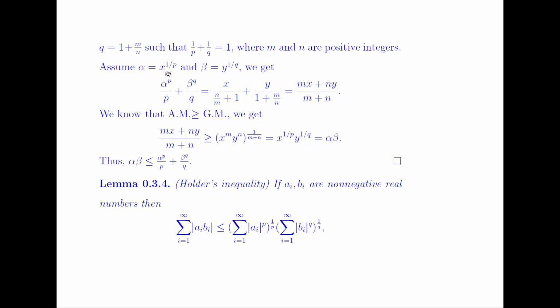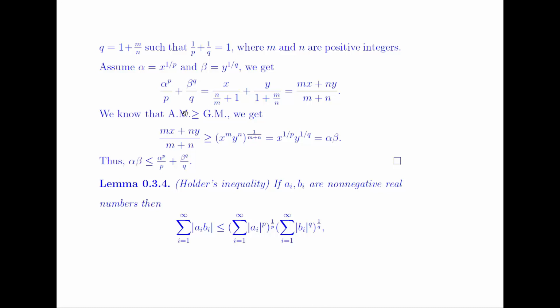And assume that alpha is equal to x raised to power 1 by p and beta is equal to y raised to power 1 by q. So we get alpha raised to power p over p plus beta raised to power q over q, by substituting the values of alpha and beta, equal to x upon n over m plus 1, because p is equal to 1 plus n over m, plus y upon 1 plus m over n. So taking the LCM, we have mx plus ny over m plus n.